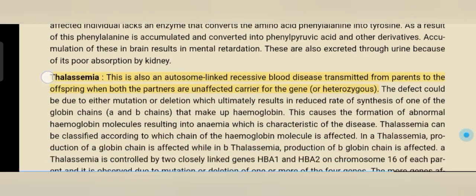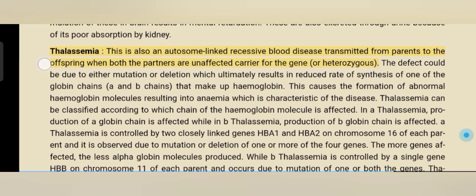Thalassemia. This is also an autosome-linked recessive blood disease transmitted from parents to the offspring when both the partners are unaffected carriers for the gene, or heterozygous. The defect could be due to either mutation or deletion, which ultimately results in reduced rate of synthesis of one of the globin chains, alpha and beta chains, that make up hemoglobin. This causes the formation of abnormal hemoglobin molecules, resulting in anemia, which is characteristic of the disease.